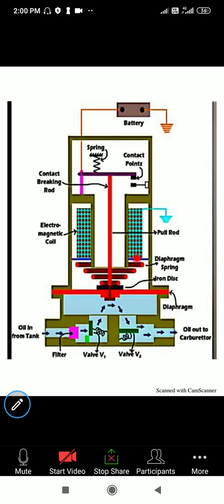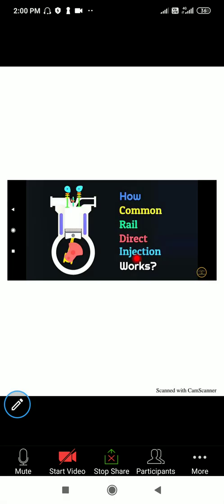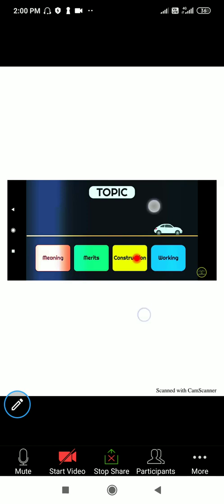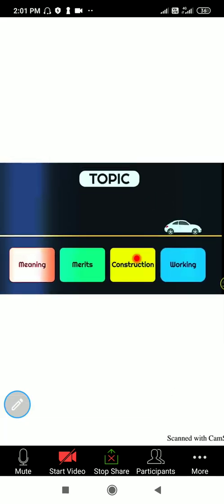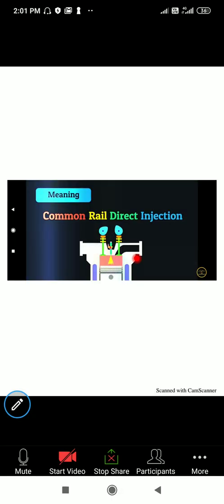Now the mechanical pump is there, it is in the next slide. Before going to that slide, I will cover your next concept, that is the common rail direct injection system. So see how the common rail direct injection system works and what are the things that we are going to study. In this topic you can see the meaning of the common rail injection system, which is also called the CRDI injection system, common rail direct injection system, and we are going to see the merits, the construction and the working of that.